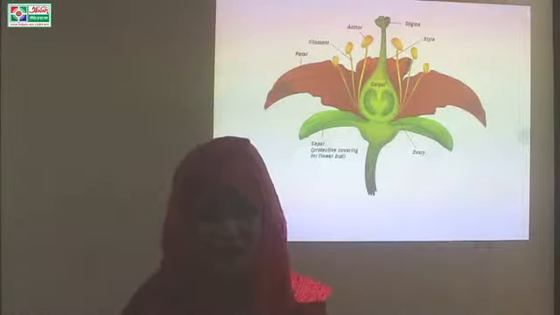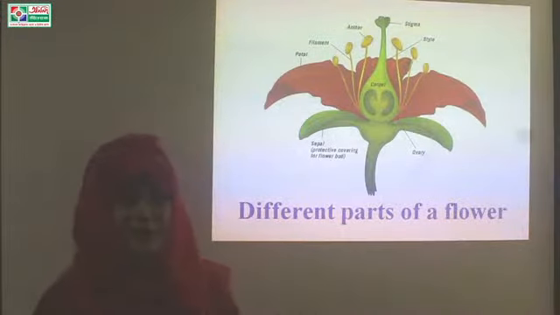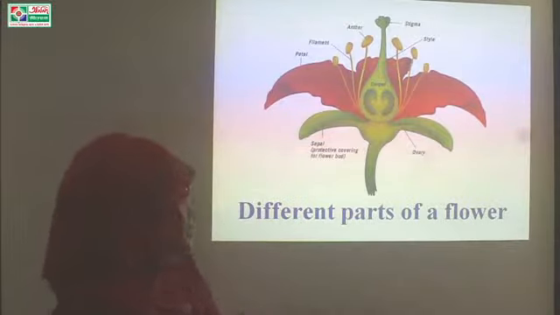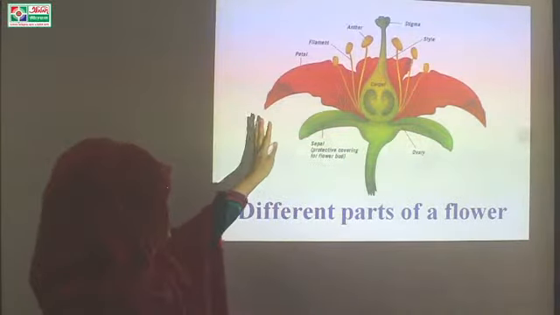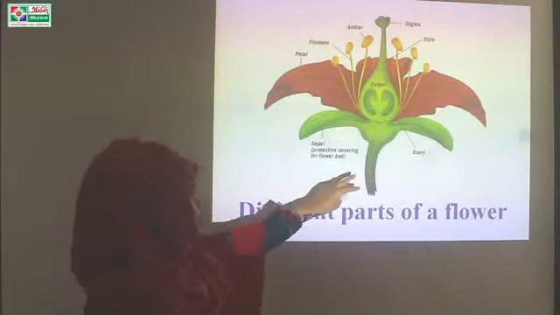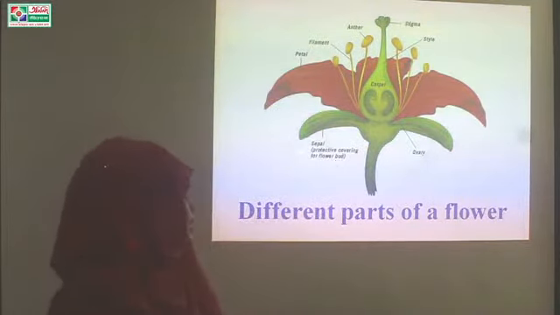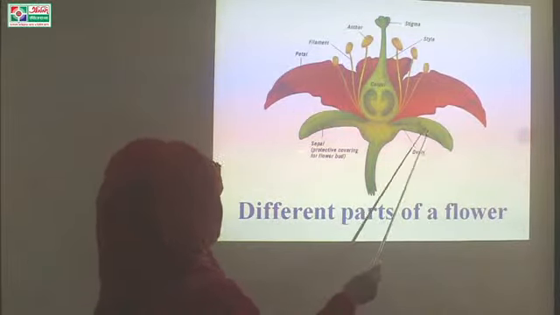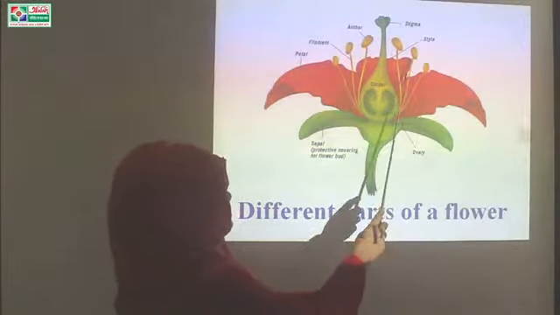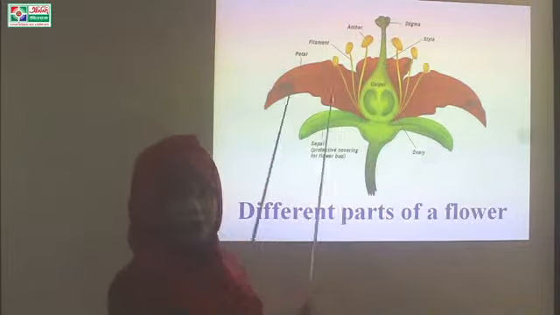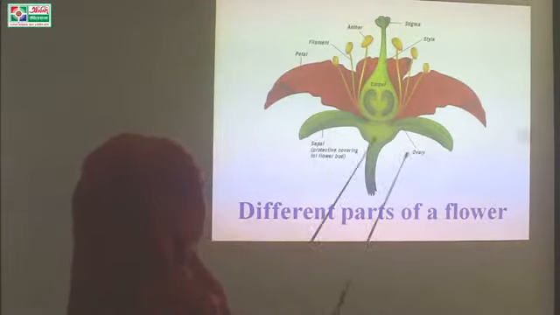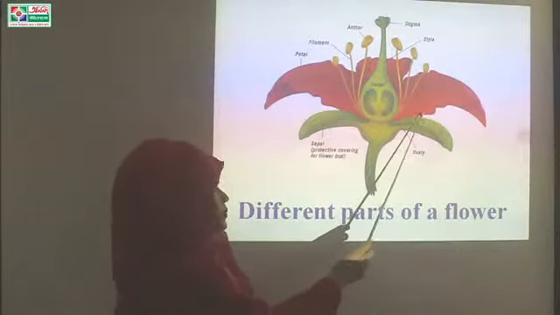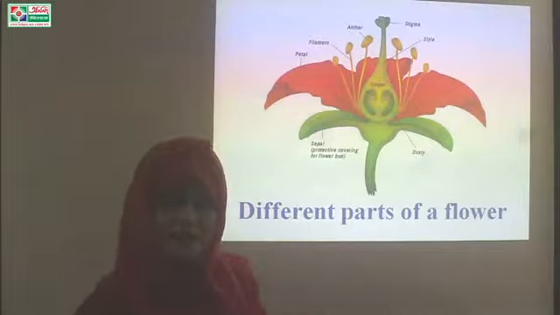Students, whenever we are going to study the female gametophyte, we have to know a basic concept about the different parts of the flower. This is a complete flower. You know, this is the stalk, this is the thalamus, and this one is the sepal. In singular, we call it sepal. This is petal, this is stamen, and this one is carpel or pistil. And collectively, the sepals are known as the calyx, and petals are collectively known as corolla.